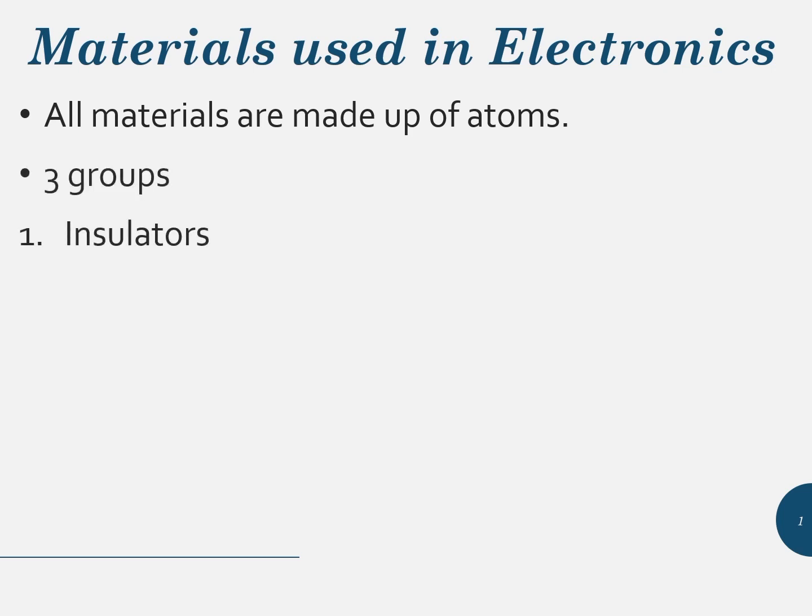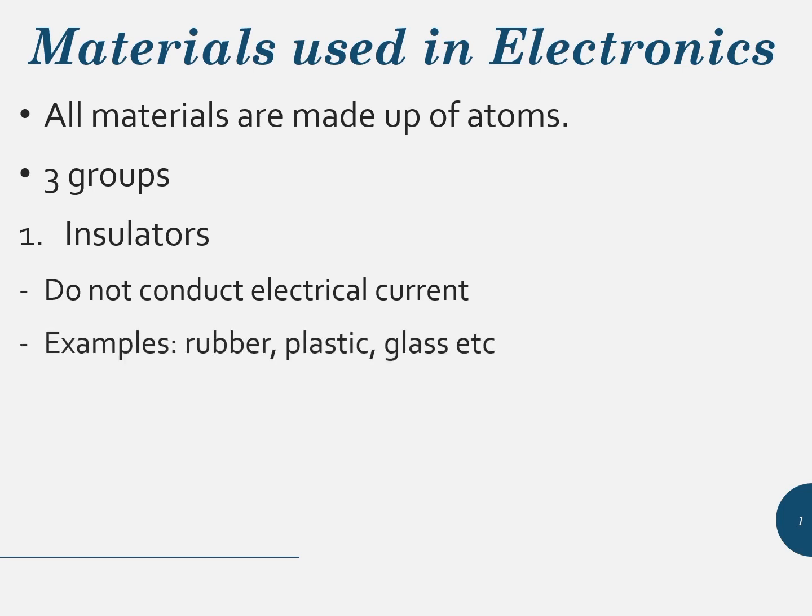First is insulators. An insulator is a material that does not conduct electrical current under normal conditions. Valence electrons are tightly bound to the atoms. Therefore, there are very few free electrons in an insulator. Examples of insulators are rubber, plastic, glass, etc.